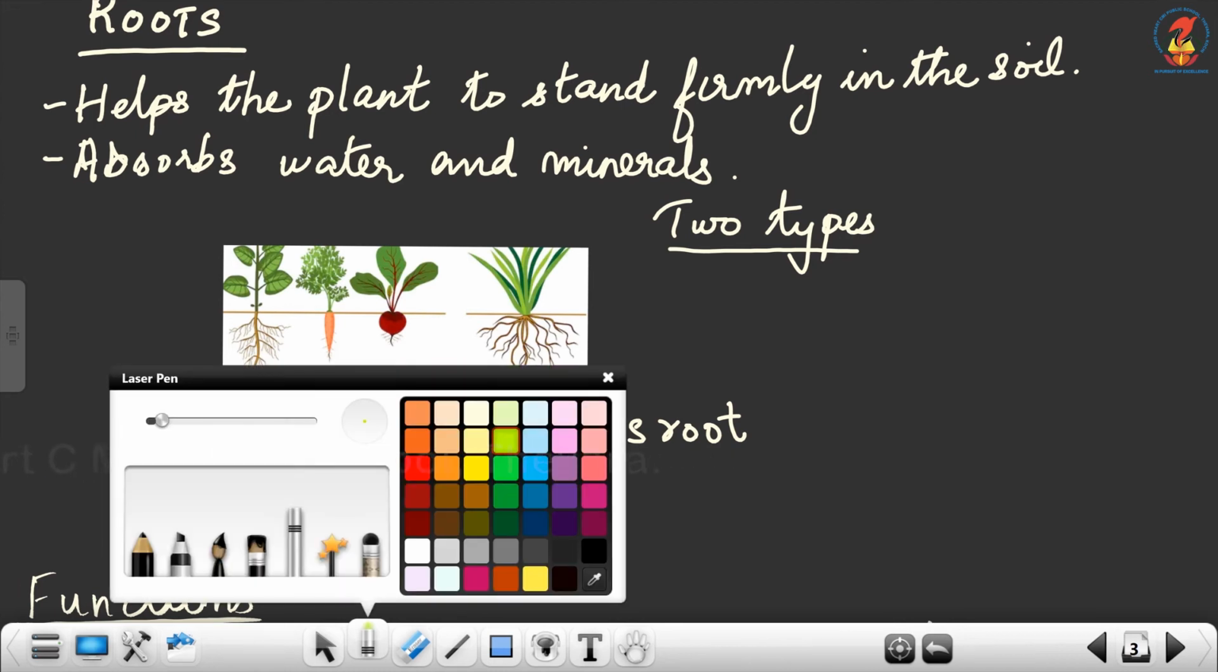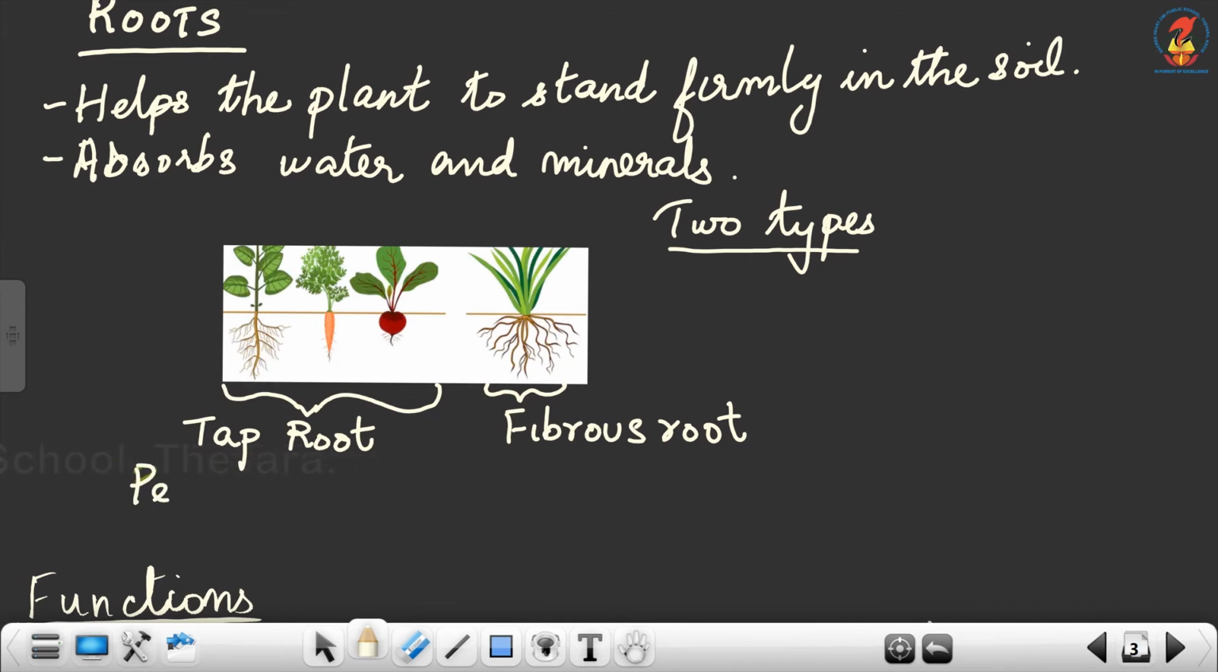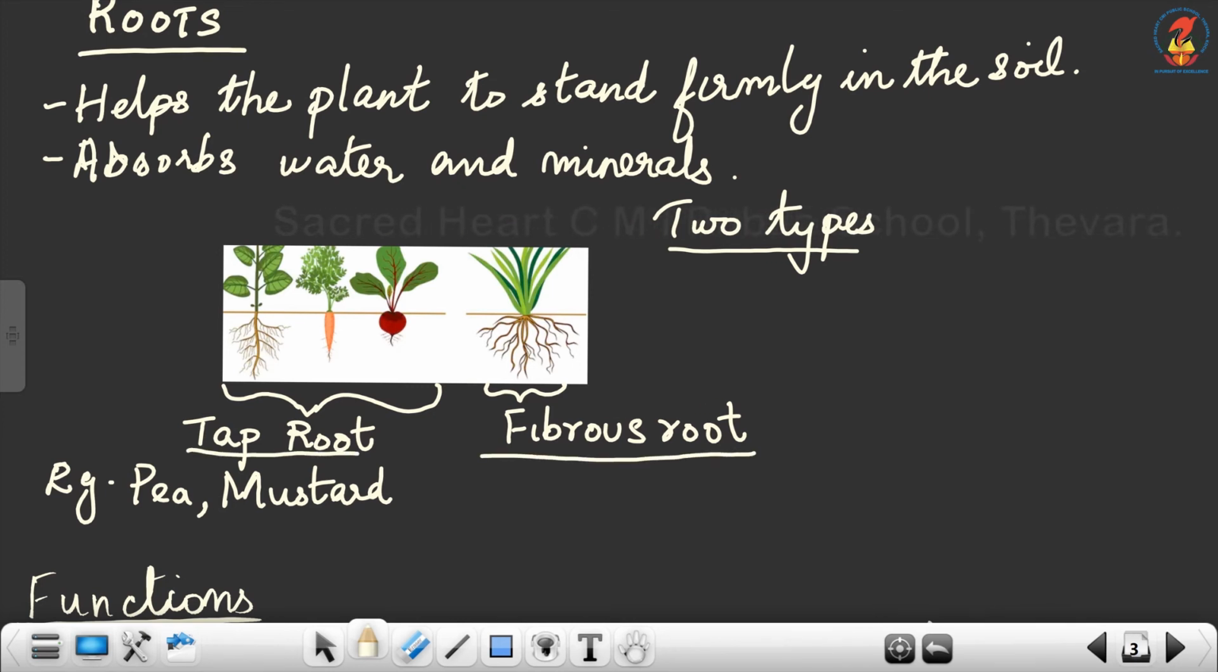Examples for plants that have tap root is pea. Then all the other large plants, mustard, carrot, beetroot, etc. All those are examples of plants that have taproot. And examples for plants that have fibrous root is onion, rice, wheat, etc.